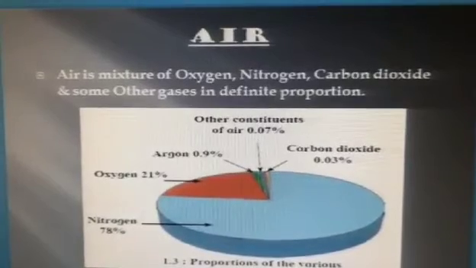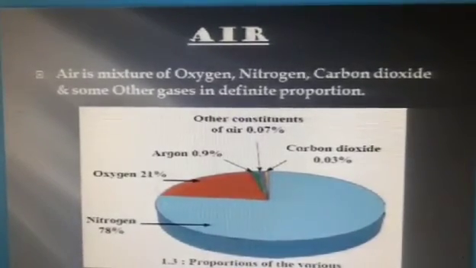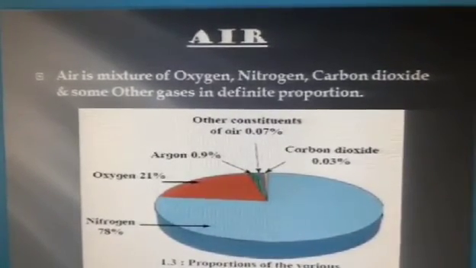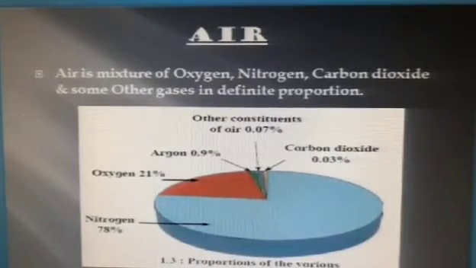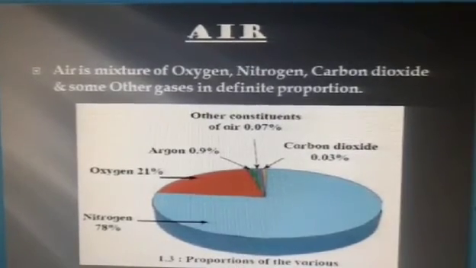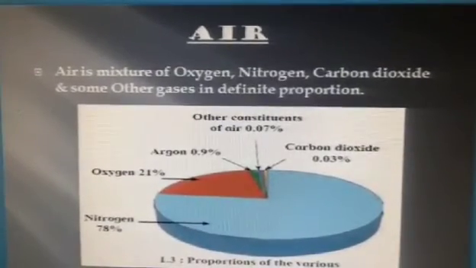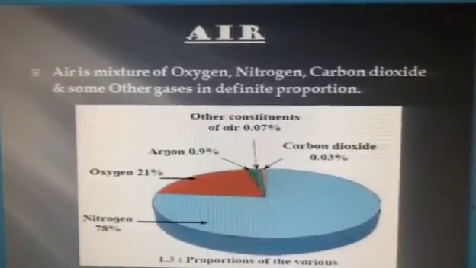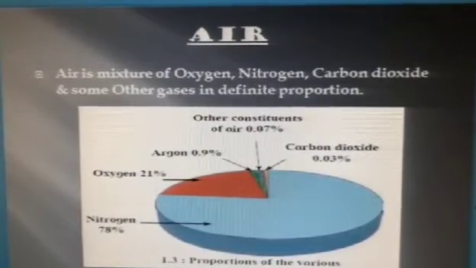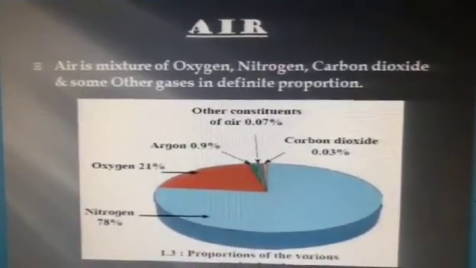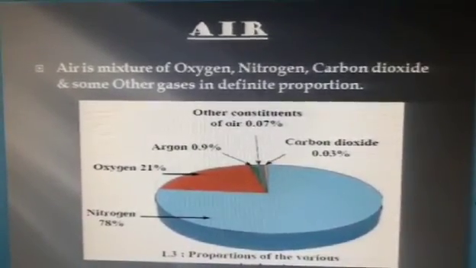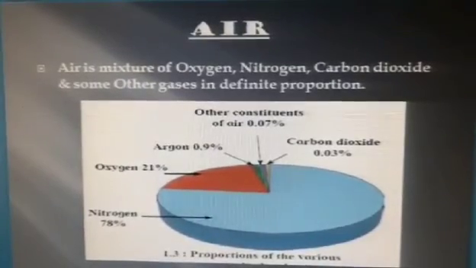So along with that air, the atmosphere contains dust particles and water vapor in a very little amount, but it is present there. Its proportion may go on changing due to the change in climatic conditions. Okay. So now, why are these gases present? What is the use of these different gases?